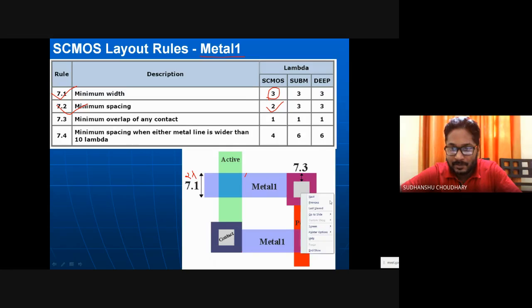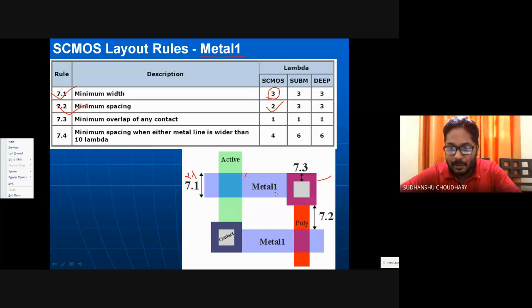Minimum spacing means this is another metal, or maybe metal 1 only, this purple one. It is looking purple because of this poly which is overlapping this blue metal line. So blue line here is metal and the poly is the red line, and they both are overlapping. So poly is now bigger, this is poly here, the red one, and it is overlapping the blue line, so that is why it is looking purple. So the spacing between metal 1 and metal 2 should be minimum 2 lambda.